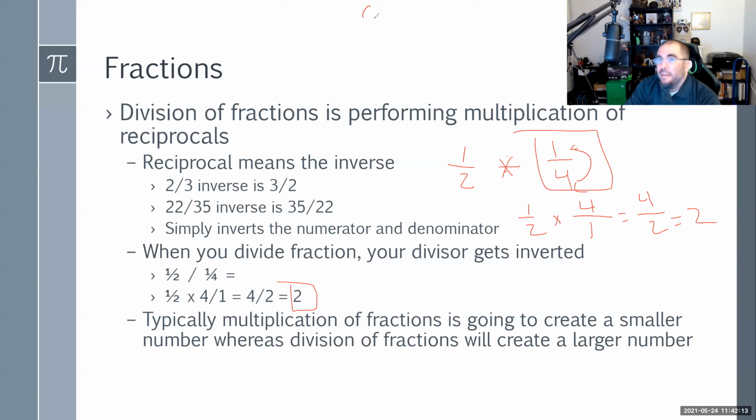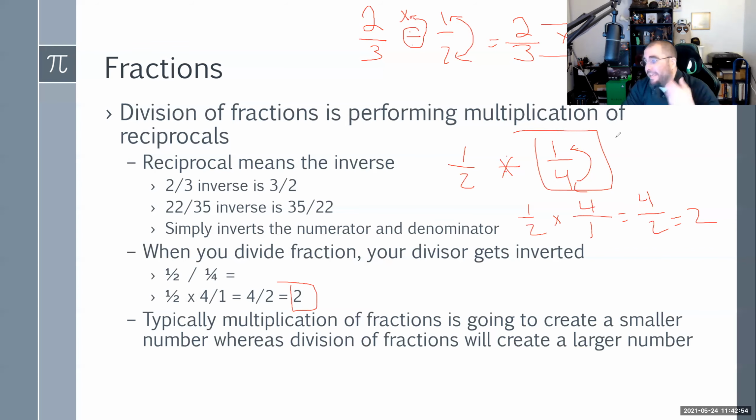So if we do something like 2/3 divided by 1/2, we're going to flip the 1 and the 2, and we're going to flip the sign, change it to a multiplication. So this really is saying 2/3 times 2/1. We're going to multiply those together, 4/3, or 1 1/3.